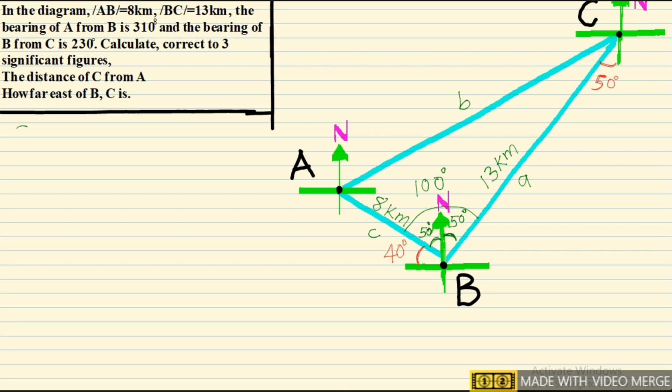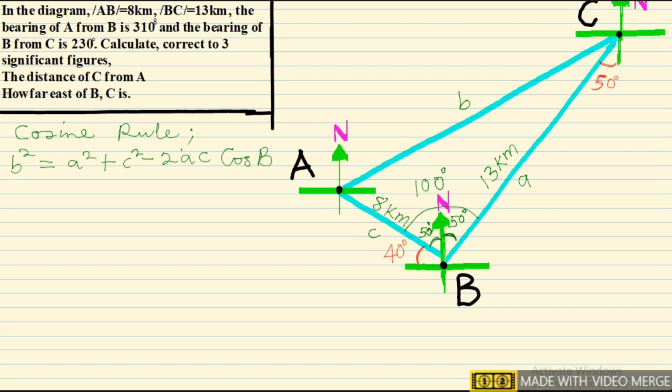So let's use cosine rule. Let's see how we use cosine rule. We're going to find it a lot handy. We say b squared is equal to a squared plus c squared minus 2ac cos capital B.